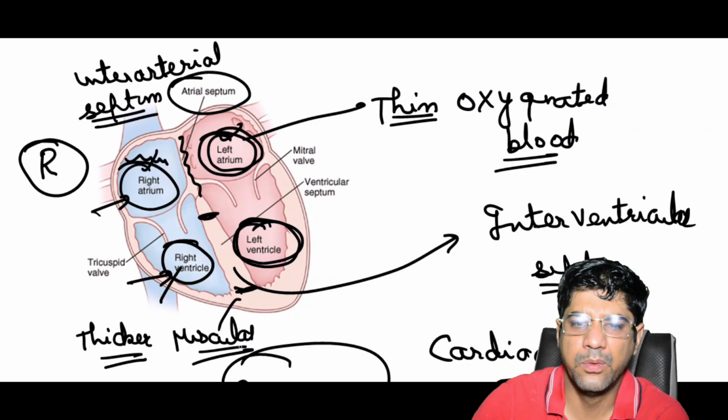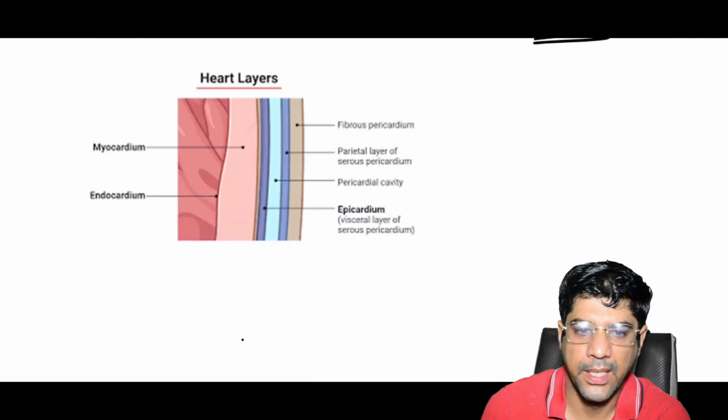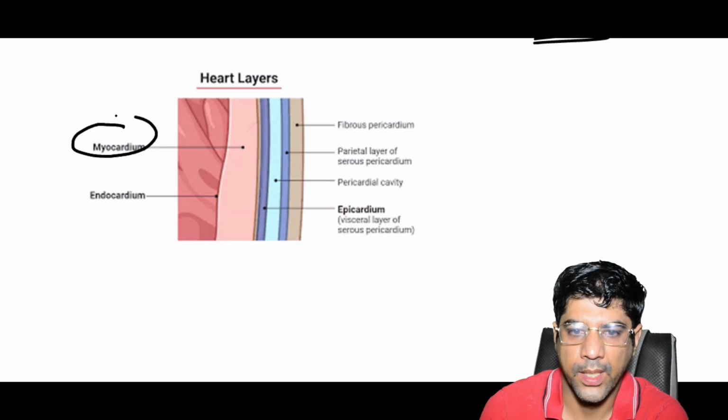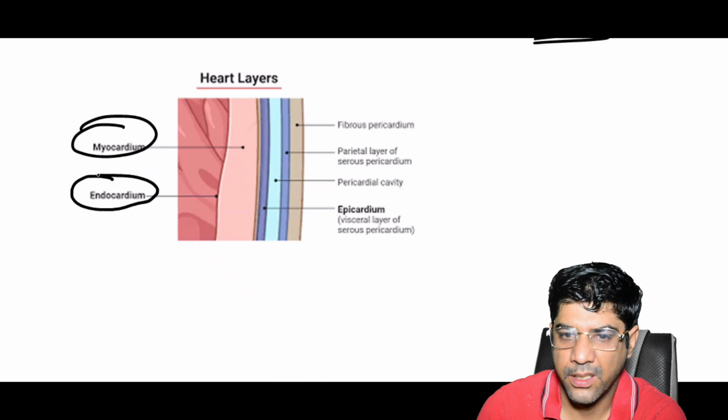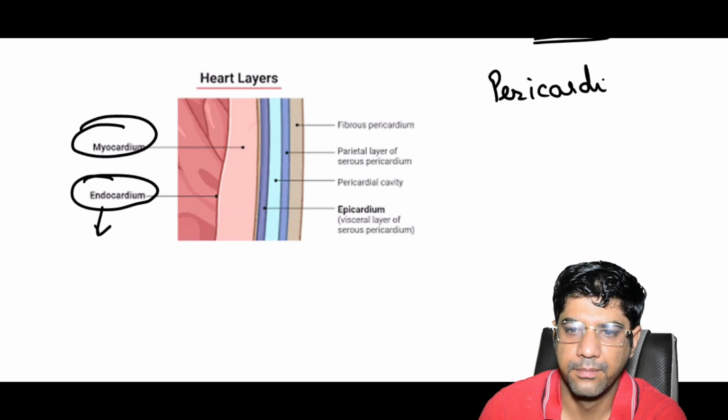Now let us discuss the layers of the heart wall. The heart has an outer pericardium, the middle layer is the myocardium, and the inner layer is the endocardium. So what are the three layers of the heart? They are the pericardium, myocardium, and the endocardium.